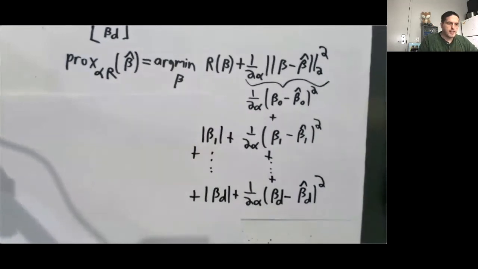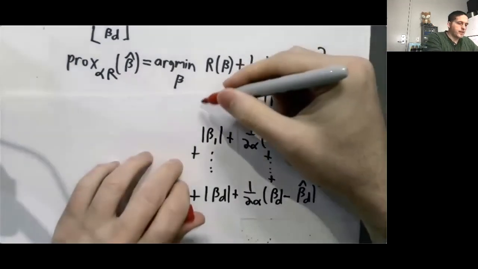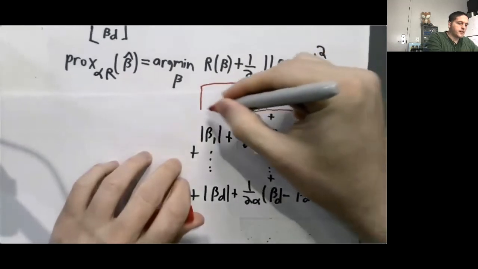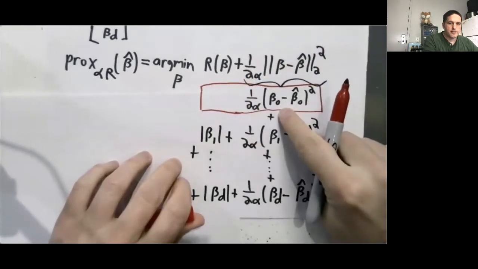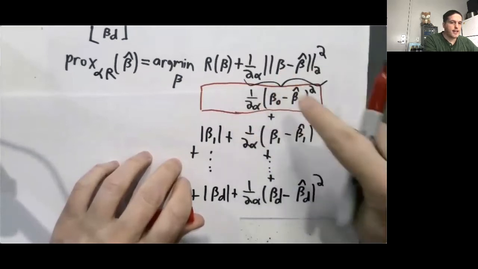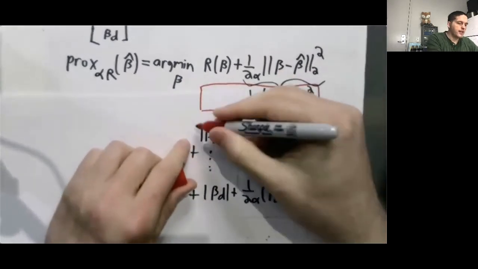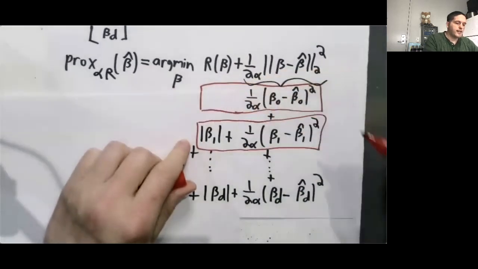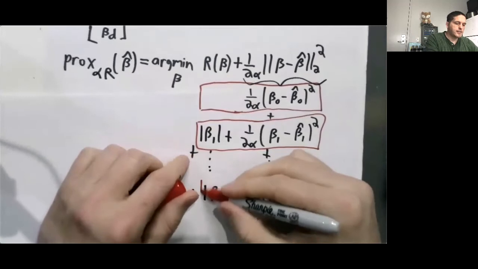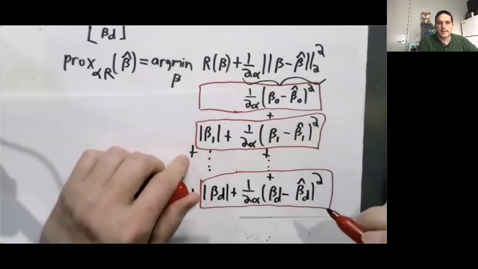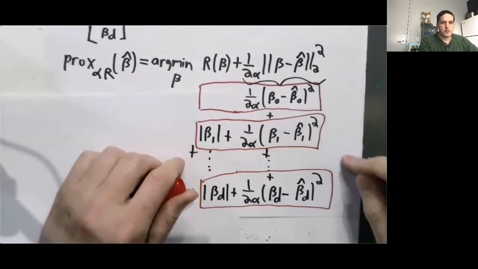We have this first term. This first term depends only on beta 0. Notice there's no contribution coming from r of beta here because we're using our modified regularization term. This second term depends only on beta 1, and so on. This final term depends only on beta d. So this is a separable sum.